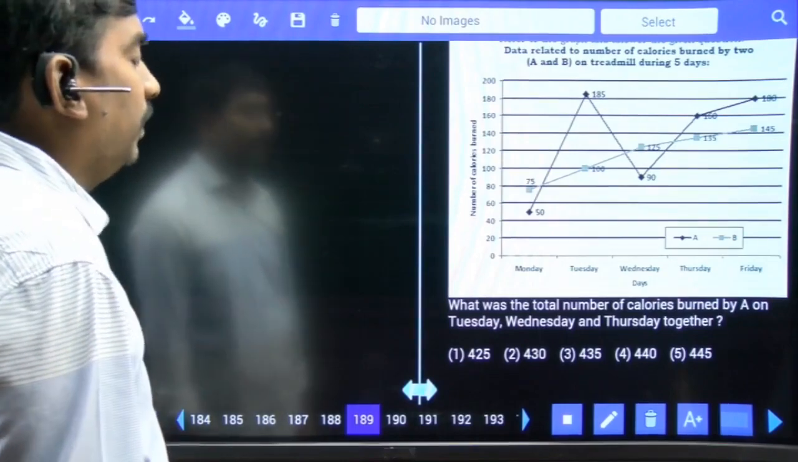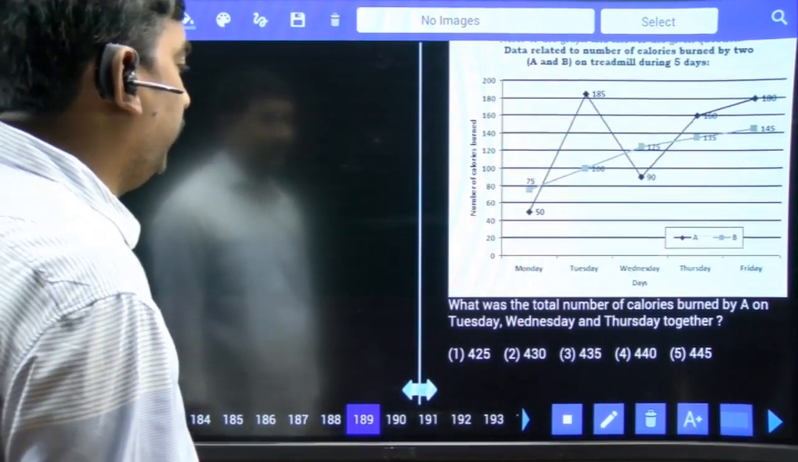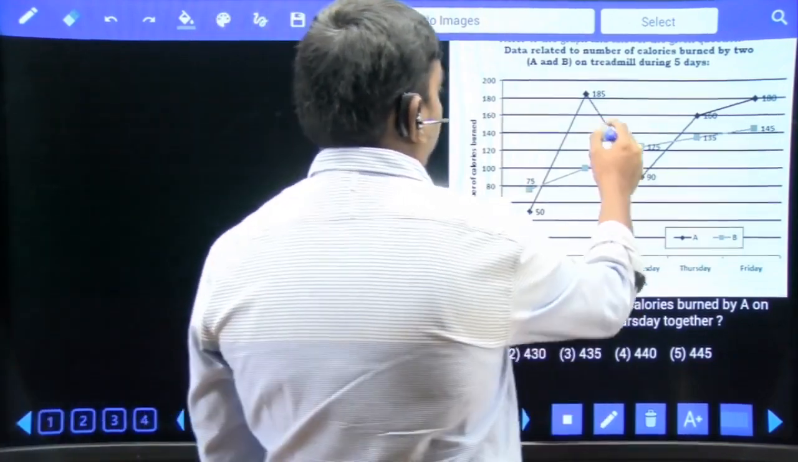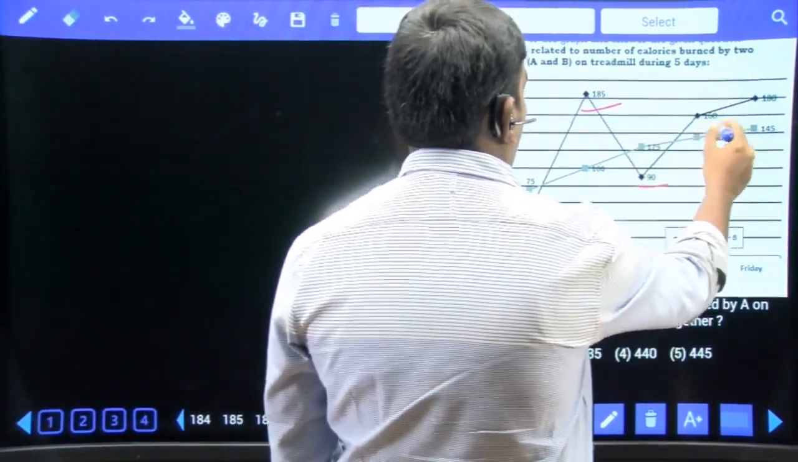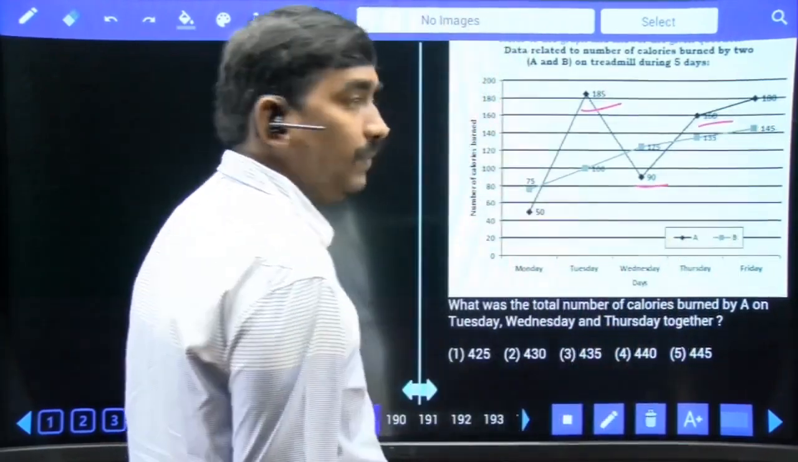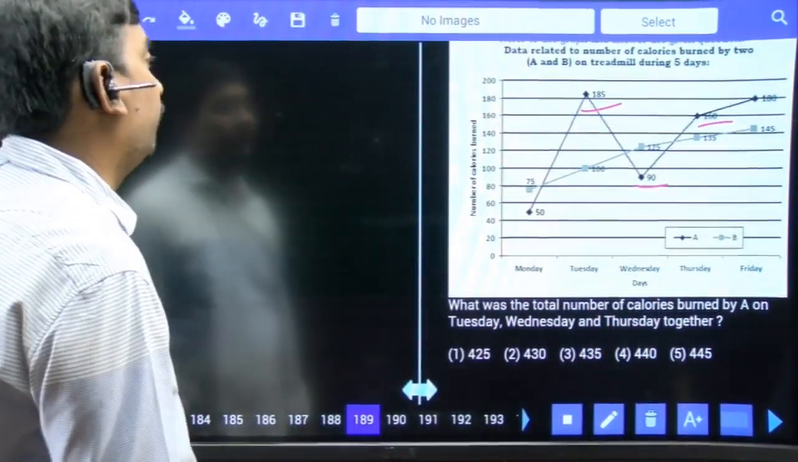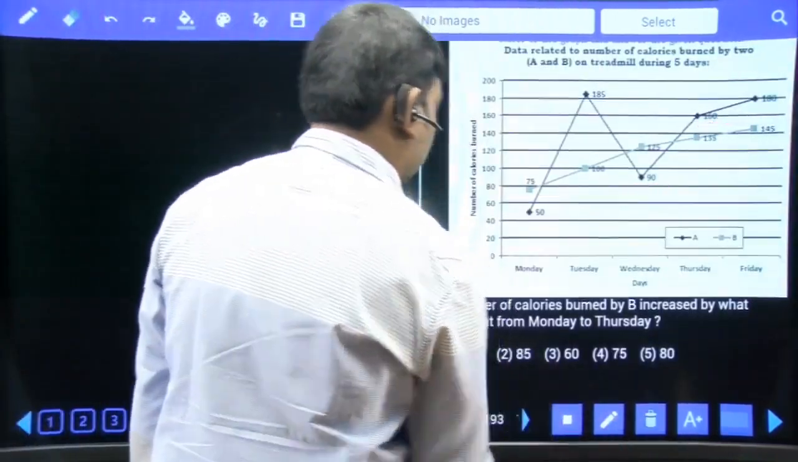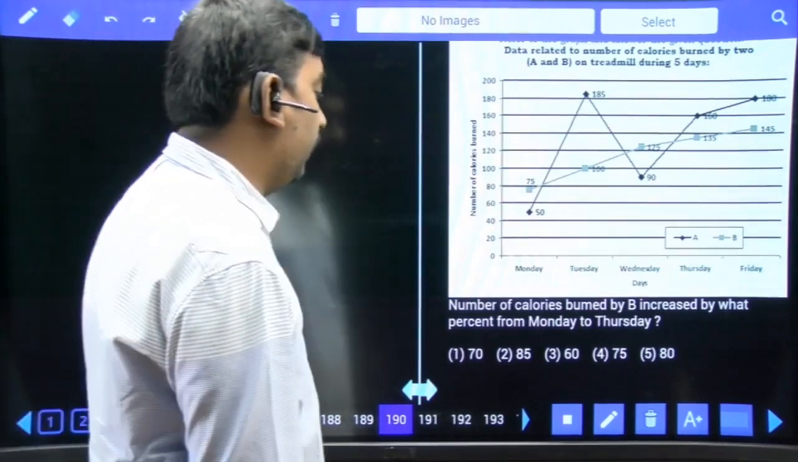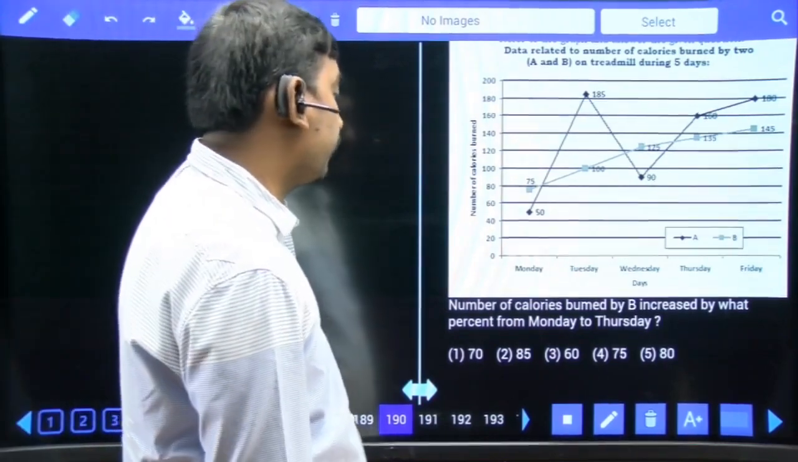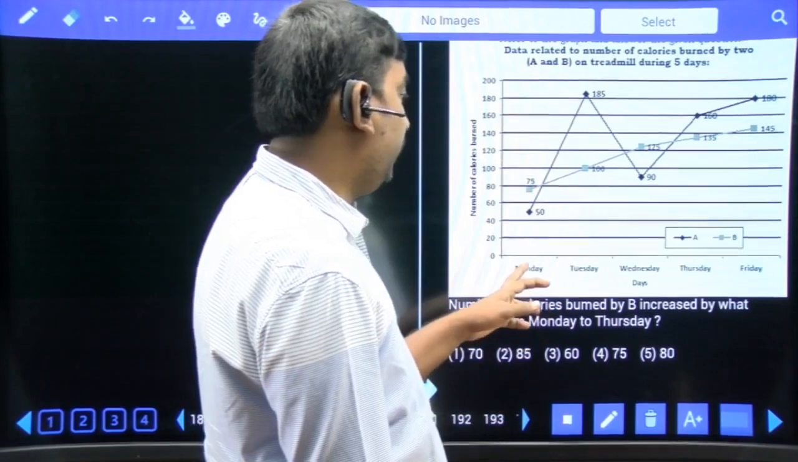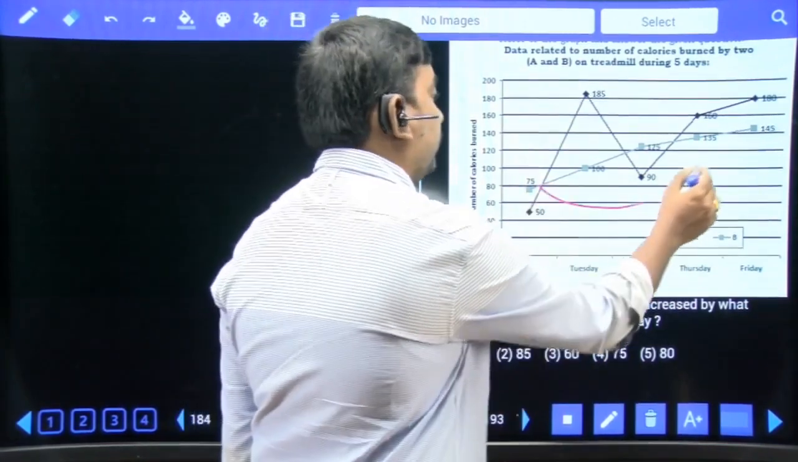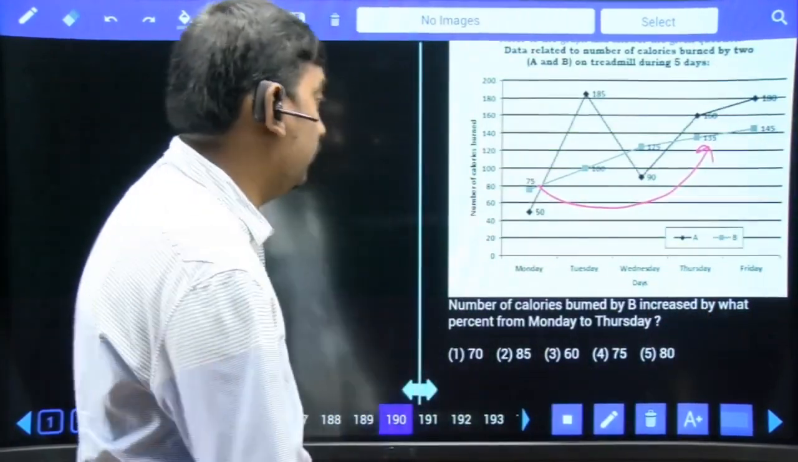What was the total number of calories burned by A on Tuesday, Wednesday, Thursday? A: 185, 90, 160. So 160 plus 90, 250. 250 plus 200, 450 minus 15, 435. Number of calories burned by B increased by what percent from Monday to Thursday? B Monday 75. Thursday 135. Percentage increase means difference by less value, 60 by 75.